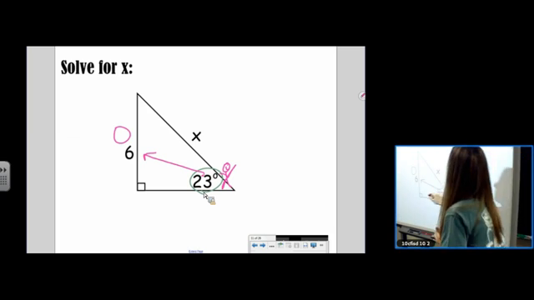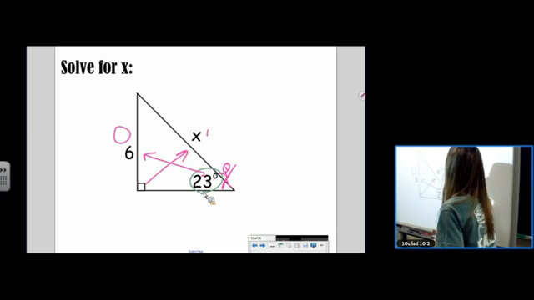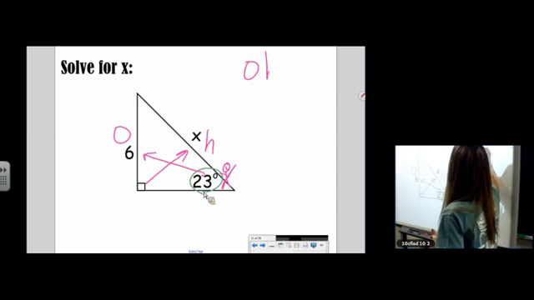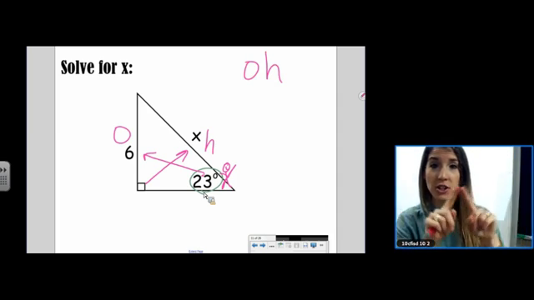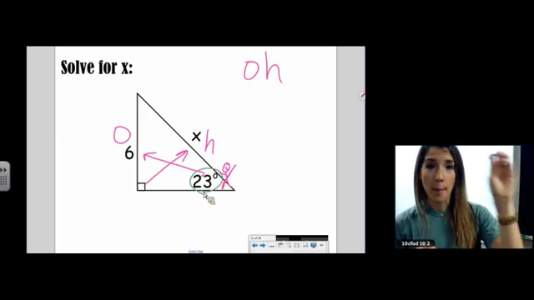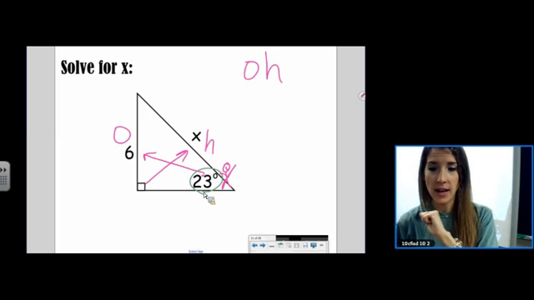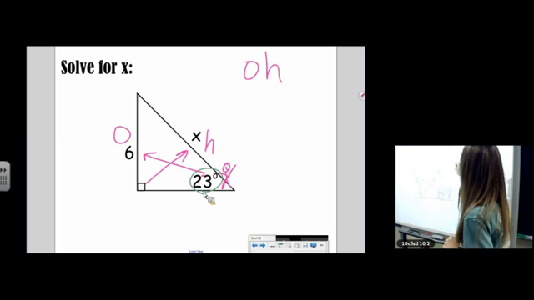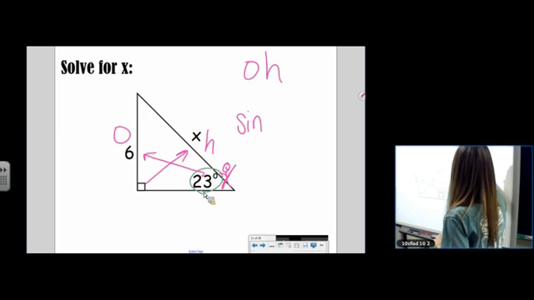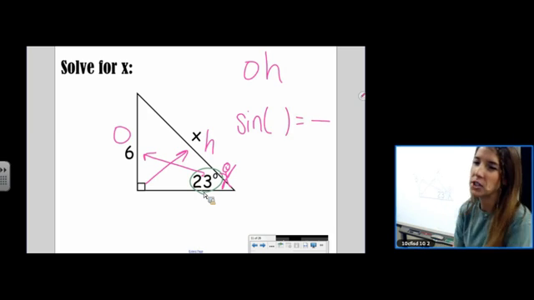And then x, ooh, that's across from the right angle. That's the hypotenuse of the triangle. So I have opposite and I have hypotenuse. So go look at your trig ratios. Which one do you choose? Opposite and hypotenuse. Go find it. The winner is sine.